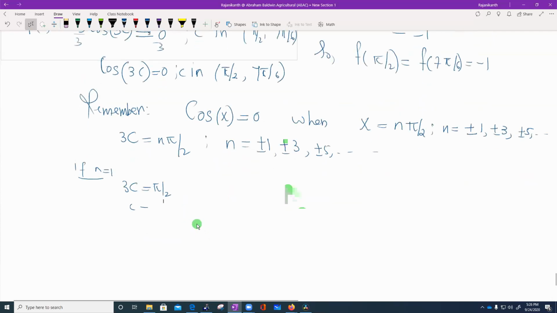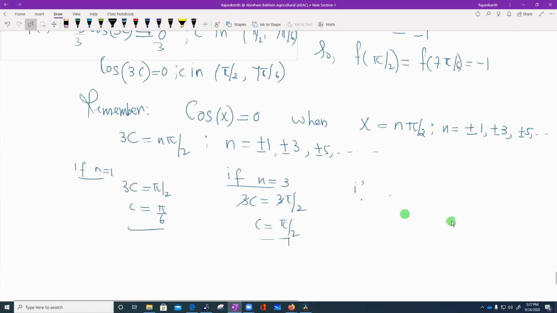Yes. Then what is my c? Divide by 3 on both sides. So it should be pi over 6. Right? Okay. This is one answer. What will happen if n is 3? Take the second odd multiple. That means simplify here, put 3. That is 3c should be 3 pi over 2, right? Then what is c? 3 cancels. Pi over 2. Right? Okay, go ahead.